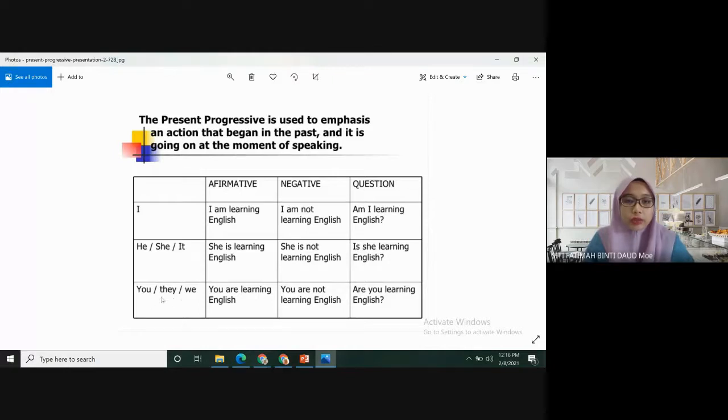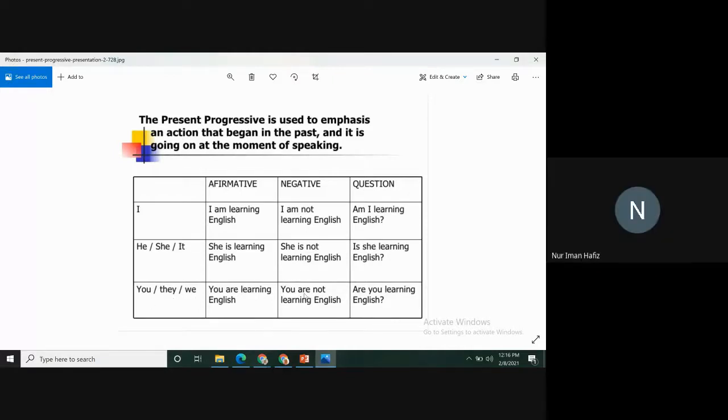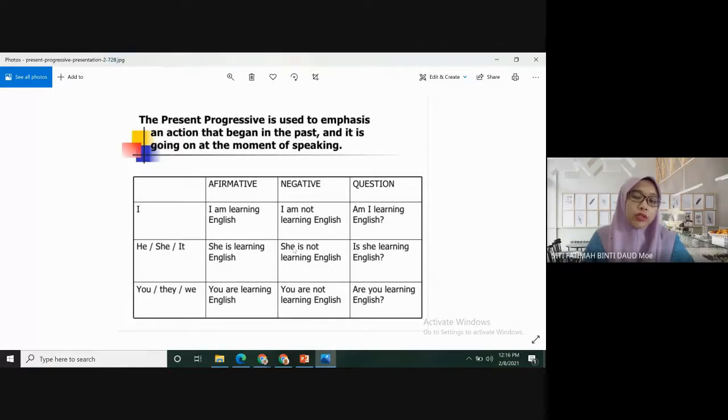And the last one, you, they, we: you are learning English, you are not learning English, and are you learning English? Do you know what is the short form of are not? The short form of is not is isn't, right? Aren't. Yes, very good. So the short form of are not is aren't, okay? Same concept: this one for I, this one for he, she, it, and anything singular, and this one for anything plural. Sama je, very easy. You just add is not, are not, and then for the question, are you learning and all?